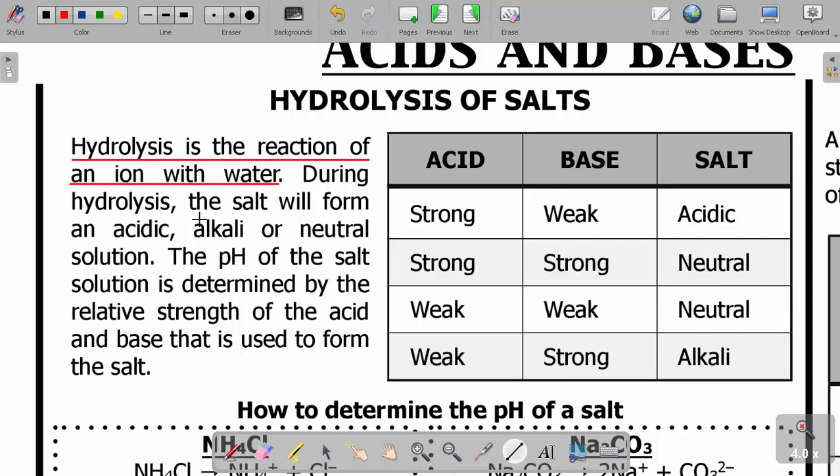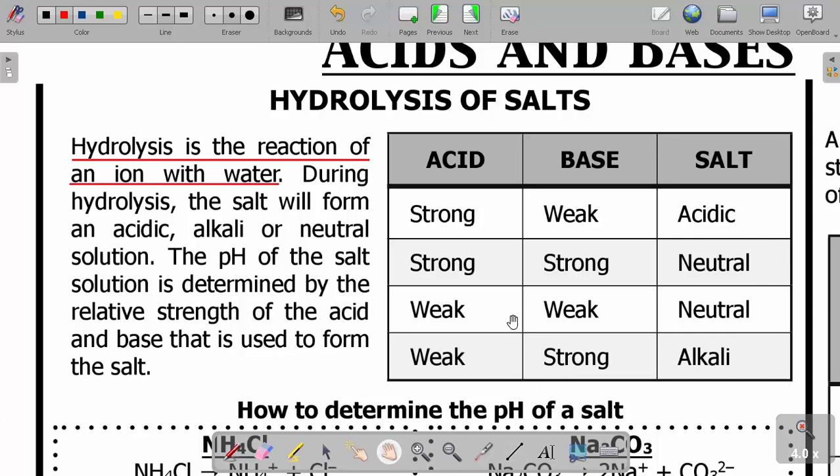Now during hydrolysis, the salt will form an acid, alkali, or neutral solution. The pH of the salt solution is determined by the relative strength of the acid and the base that is used to form the salt. I repeat, during hydrolysis, the salt will form an acidic, alkali, or neutral solution, and the pH of the salt solution is determined by the relative strength of the acid and the base that is used to form the salt. Okay.